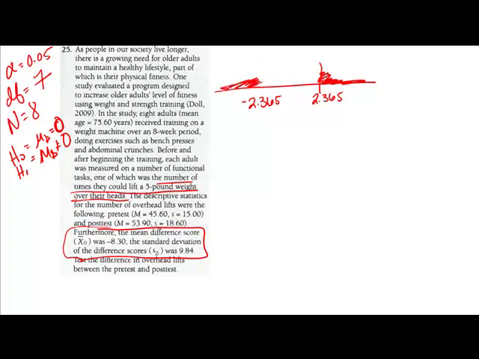So if we get a value of t that is greater than 2.365 or less than negative 2.365, we can reject the null hypothesis.